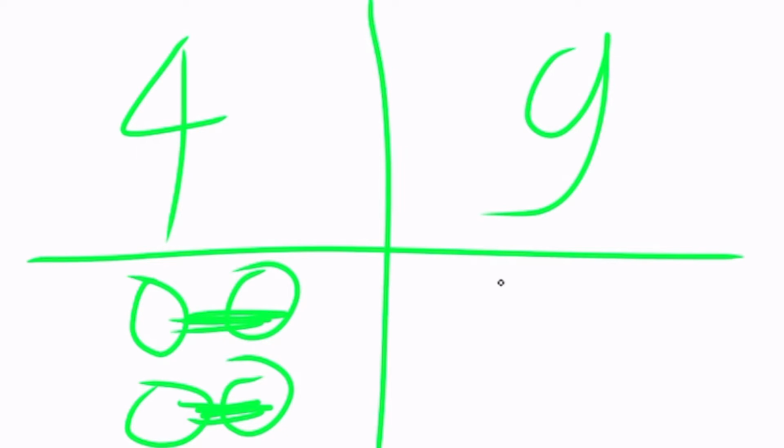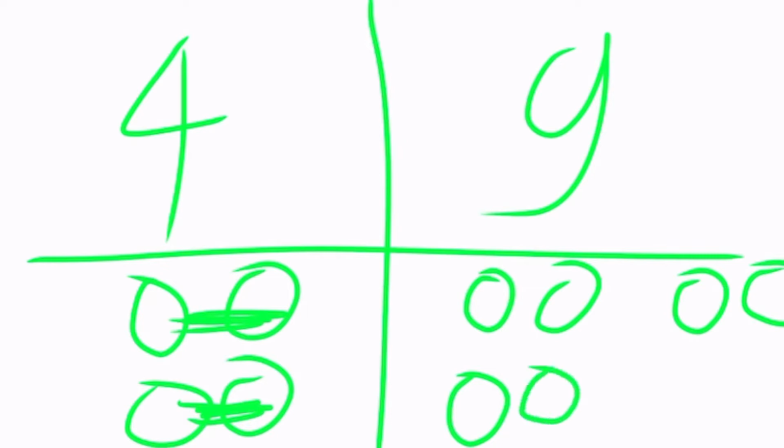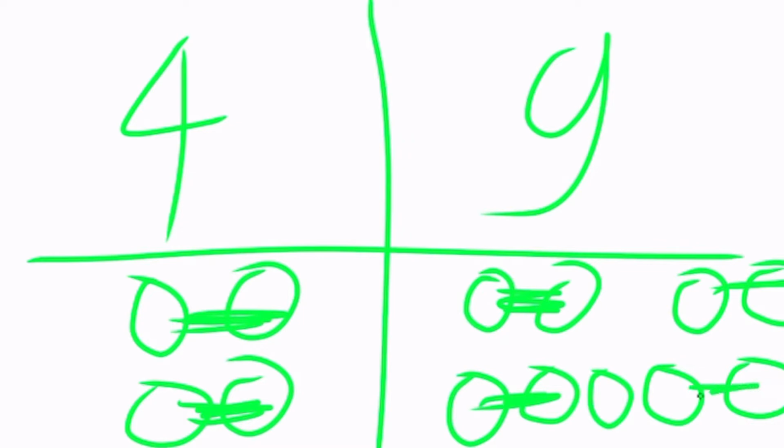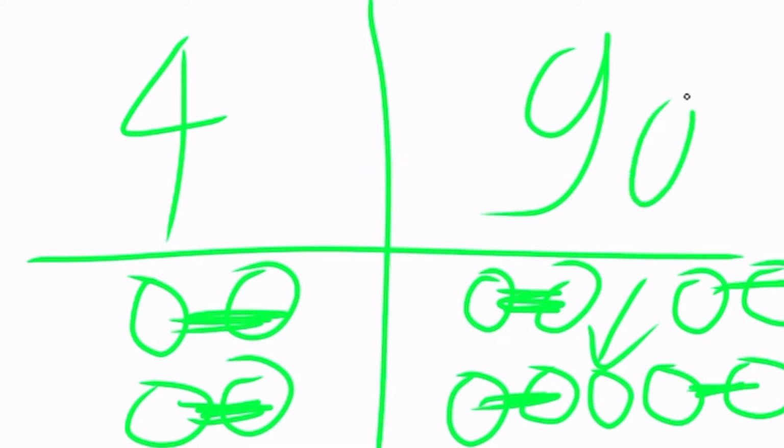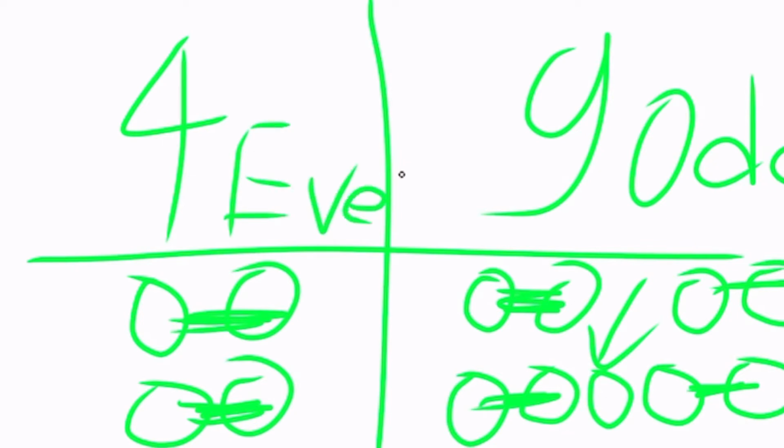Now let's try 9. 1, 2, 3, 4, 5, 6, 7, 8, 9. How many weights can we make? Okay, we've got a weight. We've got another one. We got another one. We got another one. Look at this poor little thing. Forgot about him. Well, we can't group it with any other of these. So that makes 9 odd. And it makes 4 even because you can connect them all and they all have a pair.